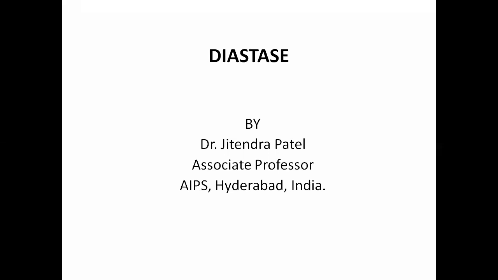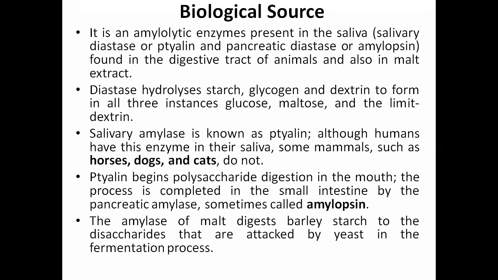So when we talk about the diastase enzyme, it is also known as amylase or amylopsin, right? So these are the two different names we can use for the diastase enzyme. If you talk about the biological source, it is an amylolytic enzyme present in saliva, which we get from the salivary gland, salivary diastase or Ptyalin, and pancreatic diastase or amylopsin, right? These are found in the digestive tract of animals, and also in malt extract.